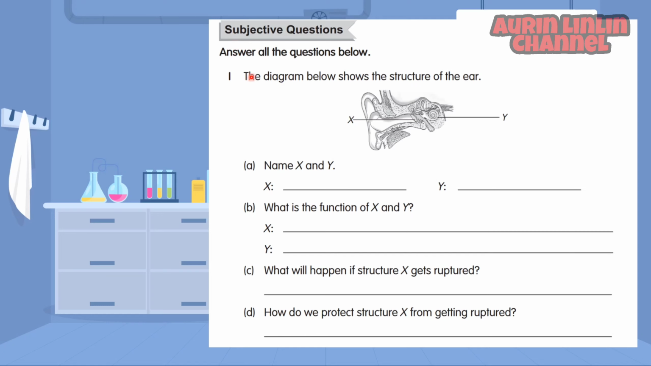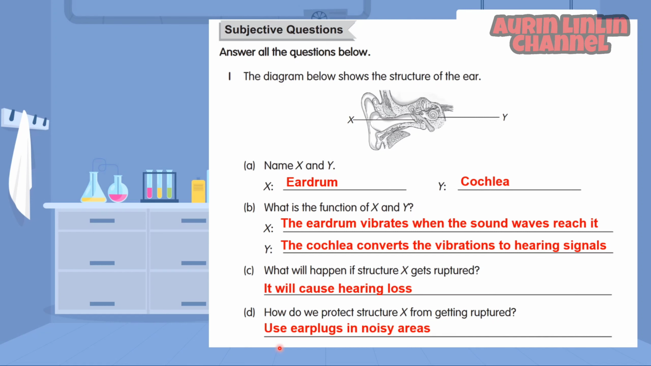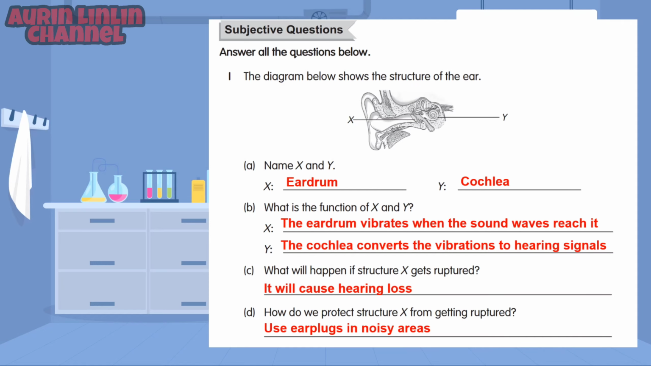Subjective questions. Answer all the questions below. The diagram below shows the structure of the ear. Name X and Y. X is eardrum. Y is cochlea. What is the function of X and Y? The function of X is the eardrum vibrates when the sound waves reach it. The function of Y is the cochlea converts the vibrations to hearing signals. What will happen if structure X gets ruptured? It will cause hearing loss. How do we protect structure X from getting ruptured? The answer is use earplugs in noisy areas.